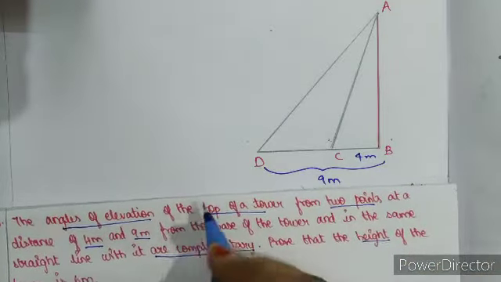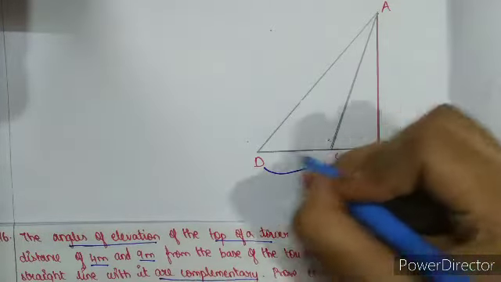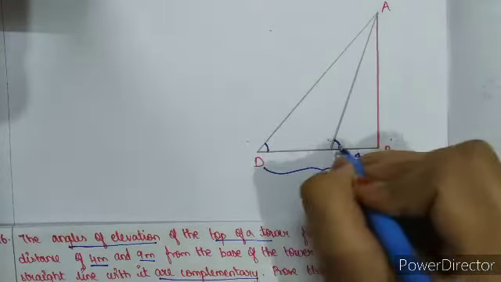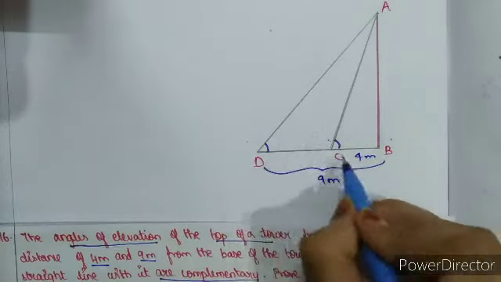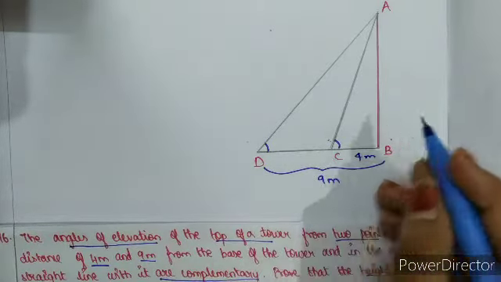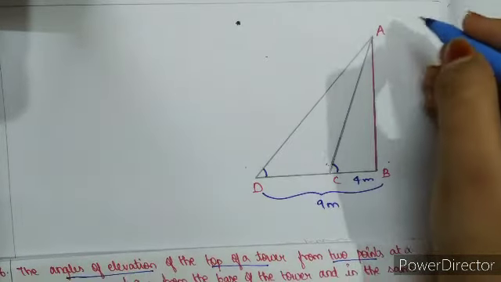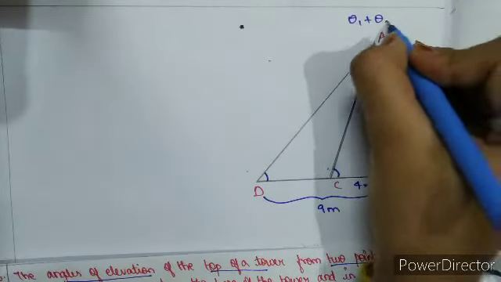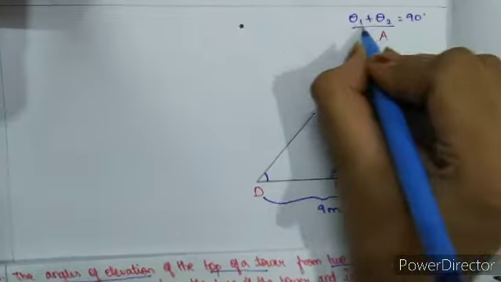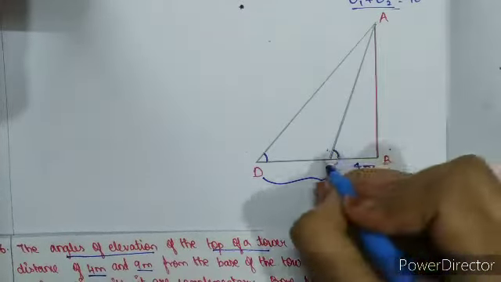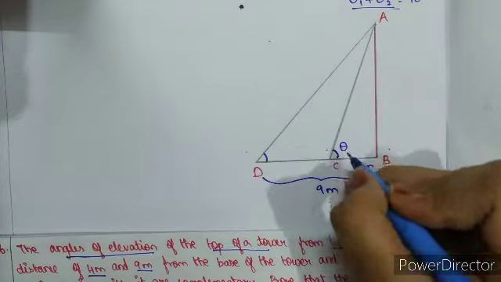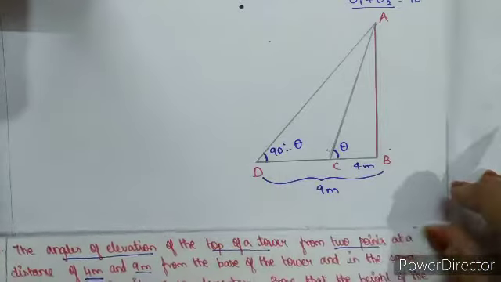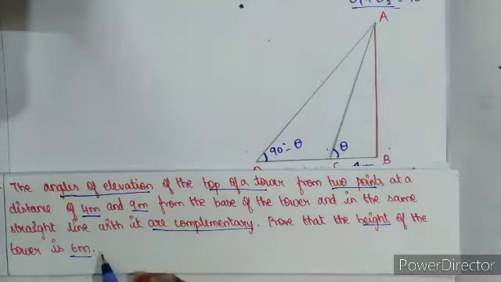Now, see here the angles of elevation. From these 2 points we are viewing the top of the tower, right? So, here these two are angles of elevation and it is said that these two angles are complementary. First, we have to know what is complementary. Complementary angles are those when the angles sum up to 90 degree. So here we can say that if this angle is theta, this angle is 90 minus theta, such that they are complementary. Prove that the height of the tower is 6 meter.